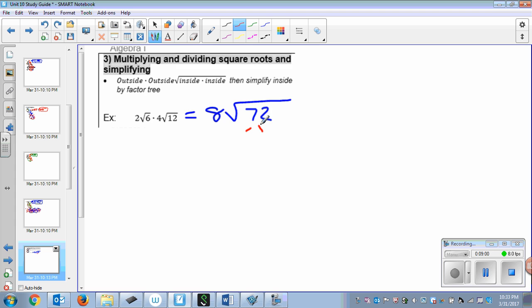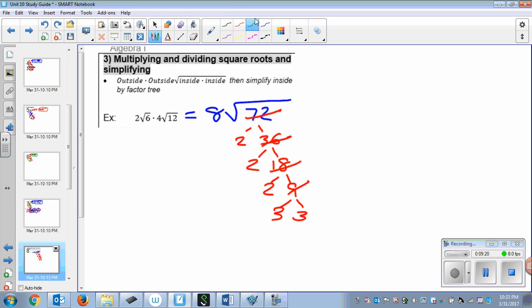So now I'm going to do 72. I'm going to do it by 2 because it's even. So I have 2 times 36, cross out the 72. 2 times 18, cross out the 36. 2 times 9, cross out the 18. And 3 times 3, cross out the 9.